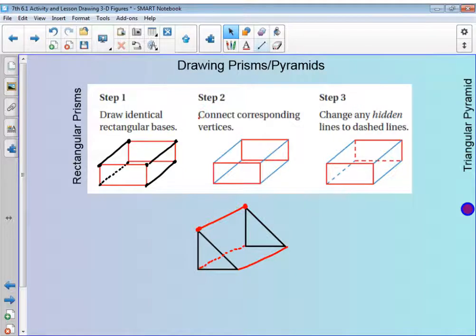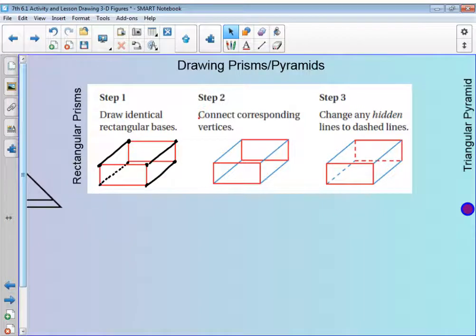The key thing when you're naming these is to remember that the bases are what name the type of prism or pyramid you're working with. Here my base was my triangles, my two identical shapes. Okay, so let's go ahead and try working with some pyramids here. I'm going to move these off to the side.